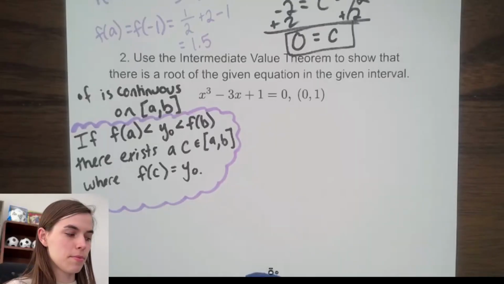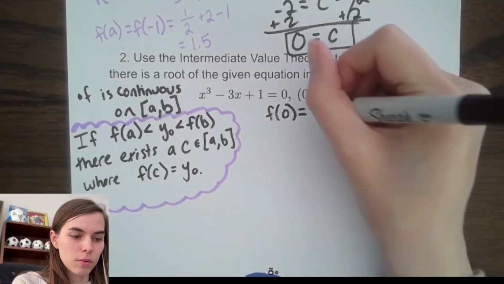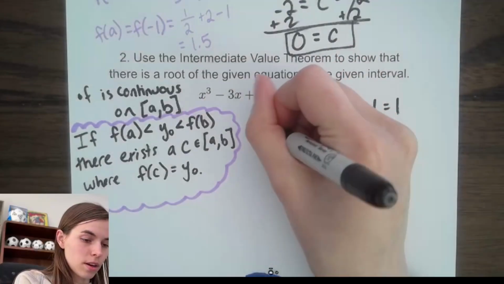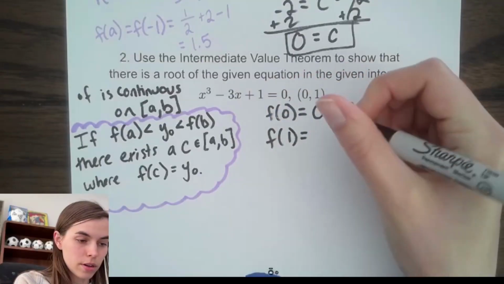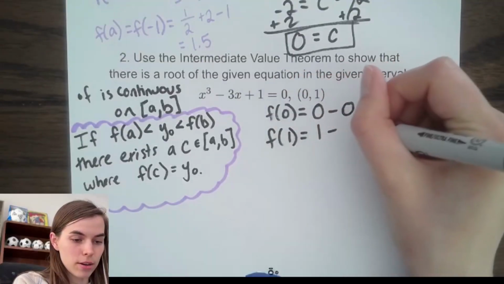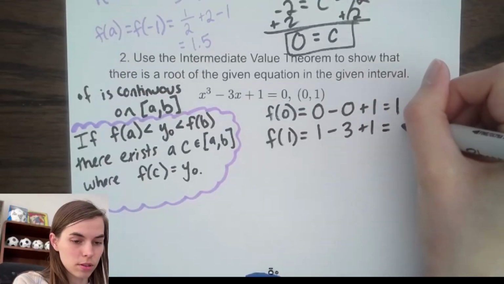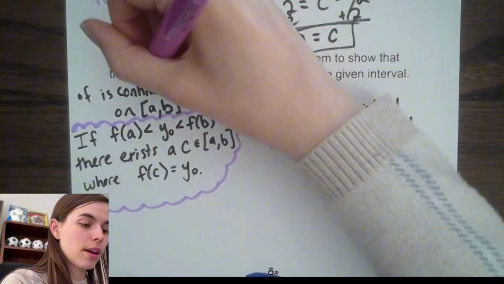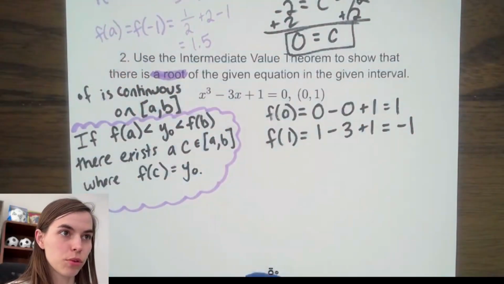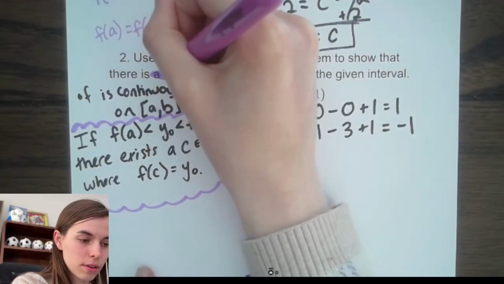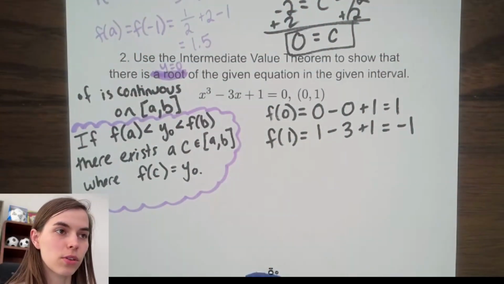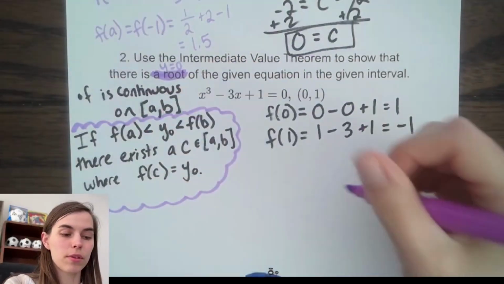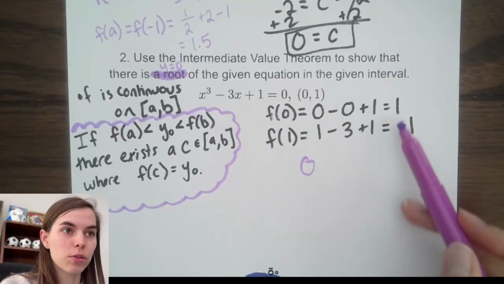So f of a, which is f of 0, would be 0 to the third minus 3 times 0 plus 1, which is 1. Then f of 1 is going to be 1 to the third minus 3 times 1 plus 1, which will give us negative 1. So going back to the original question, we want to know if there's a root. When it says a root, that means where y is 0. So that's an x-intercept. We want to know if 0 is between these two numbers.